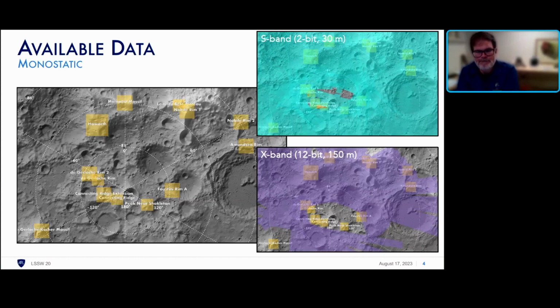Next slide, please. When you add in the bistatic data, we cover a lot of the holes in that coverage. Now, when we cover those with bistatic, that doesn't always mean we're seeing into permanent shadow. So there can still be some areas that weren't covered by monostatic that we cannot observe because they're permanent shadow. But we still do get very good coverage at both wavelengths for much of the Artemis zones. Next slide, please.